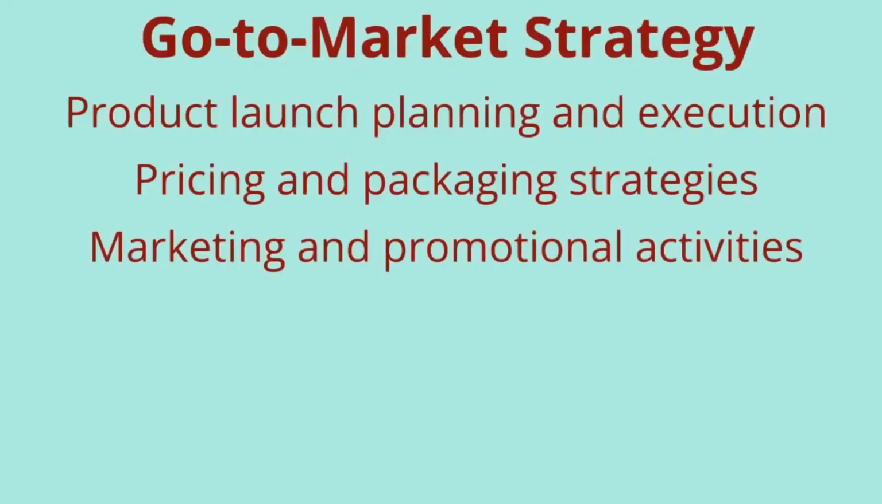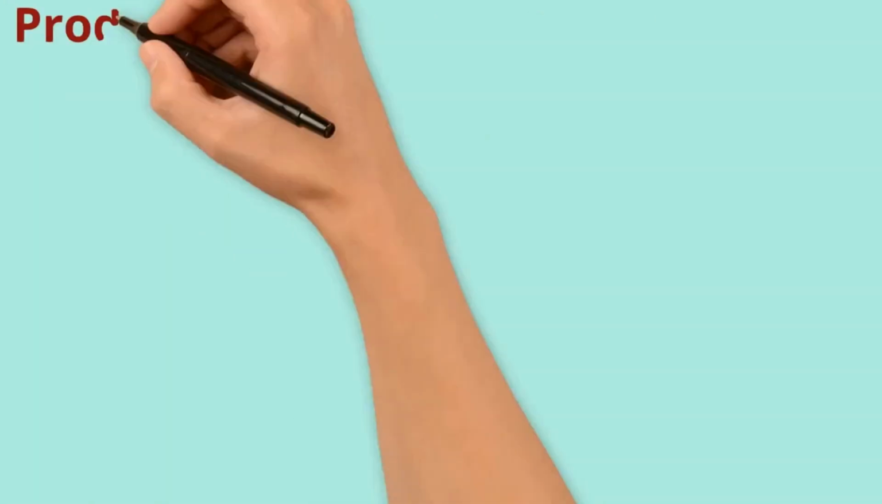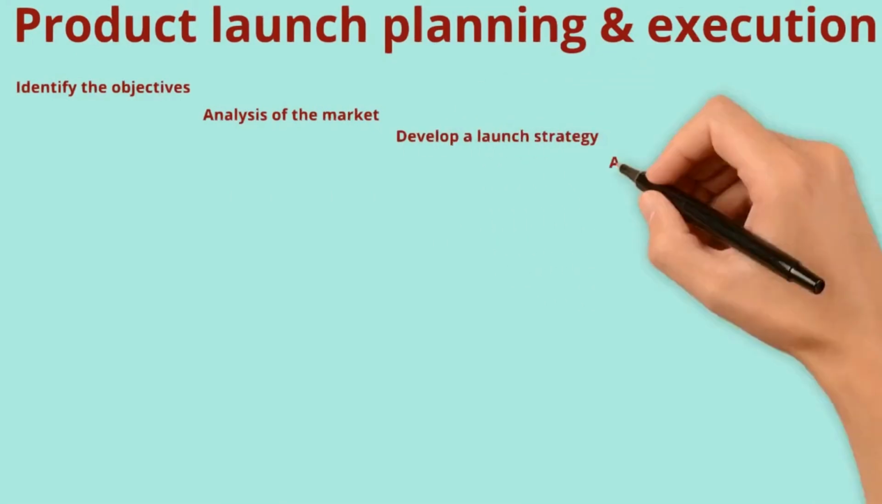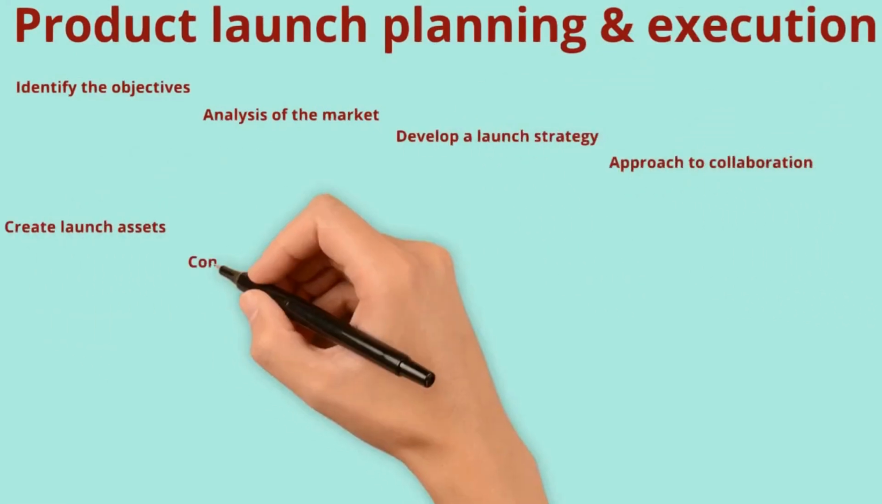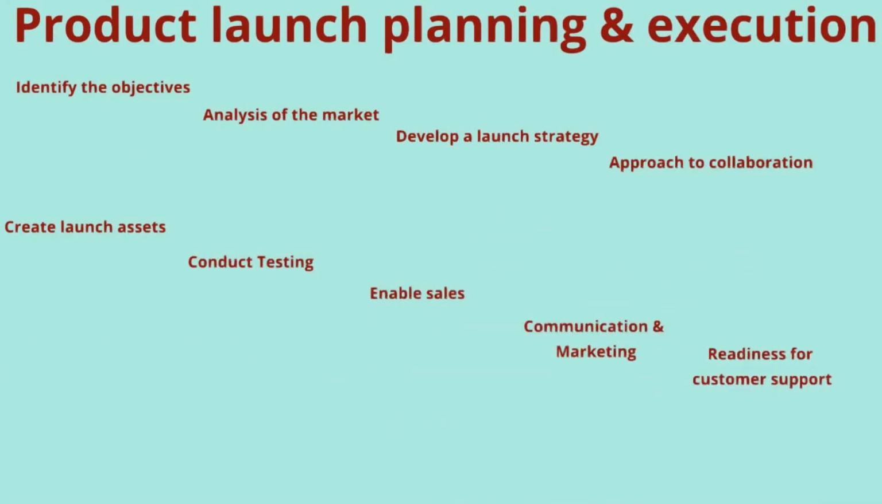Topic: Go-to-market strategy within product management, and we will cover the following: product launch, planning and execution, pricing and packaging strategies, marketing and promotional activities. So let's get started. Topic: product launch, planning and execution. Launch, planning, and execution are critical stages in the product management process for a successful introduction of a new product. An overview of how product launches are typically planned and executed is provided below.